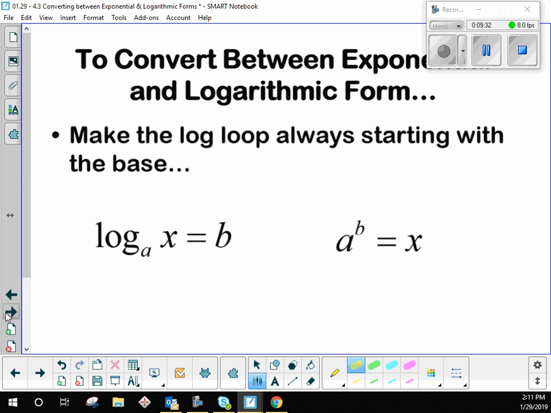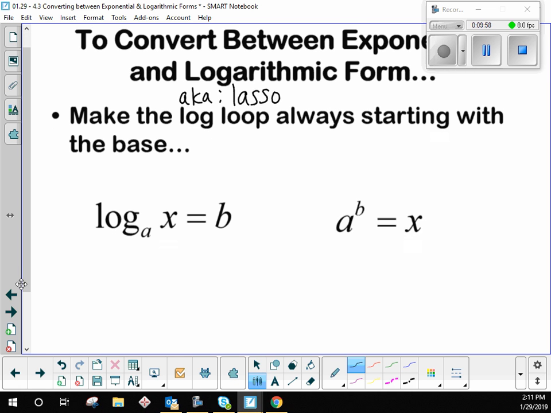So here's how this is going to go. On this part of your notes, these are just the general forms. We're going to practice the lasso. It says make the log loop, aka lasso, right? Because you all know what a lasso is, like when a cowboy's lassoing the thing.